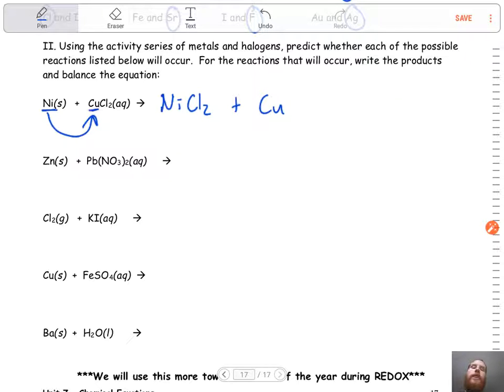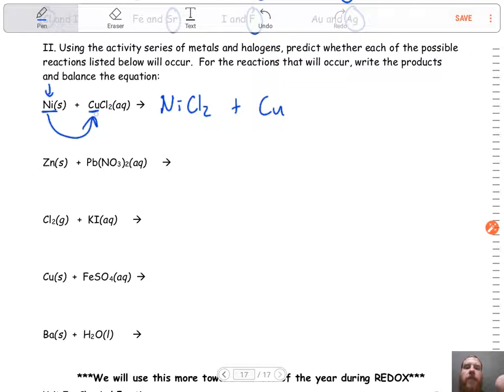The only way a single replacement reaction will take place is if the element that's by itself is more active than the one it's trying to kick out. Otherwise, it doesn't have enough juice to switch spots with it. All right, it's not strong enough to cut in.